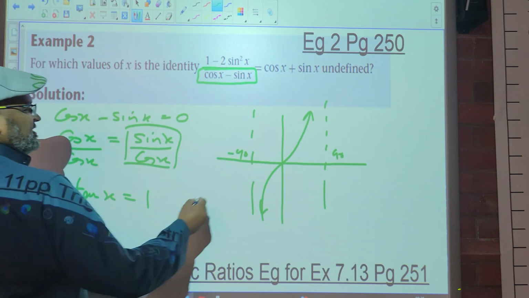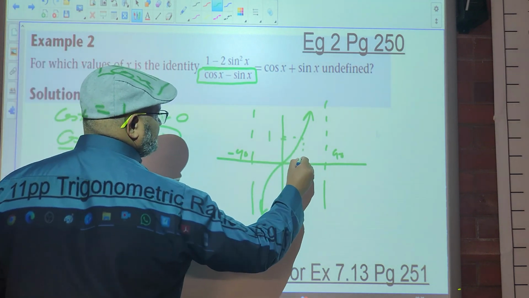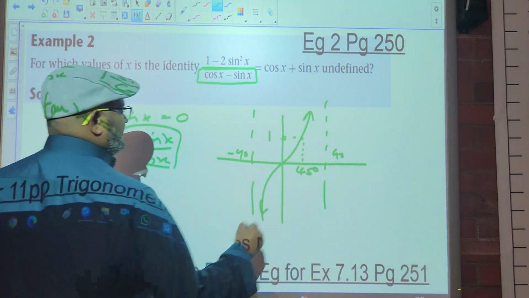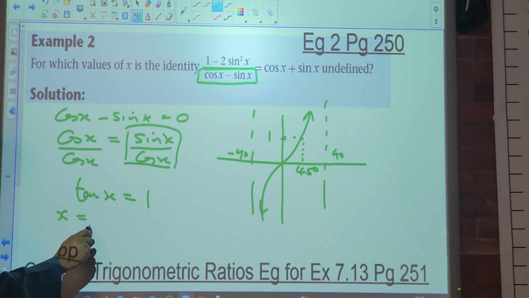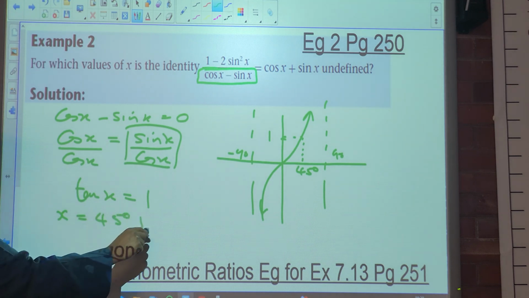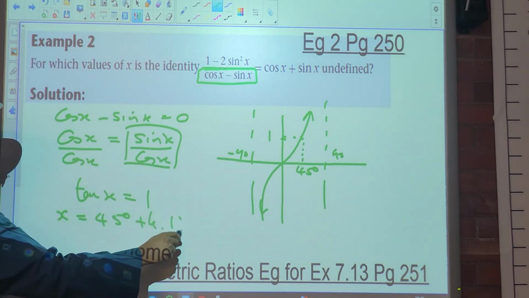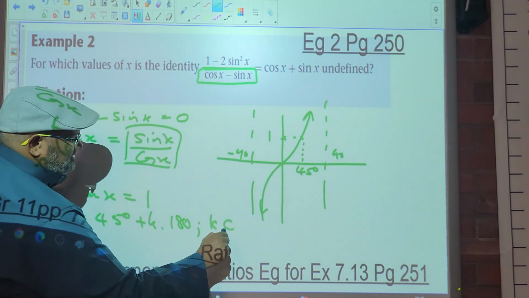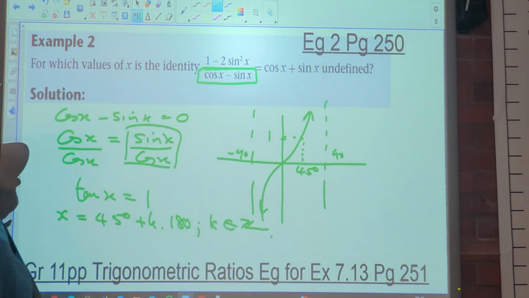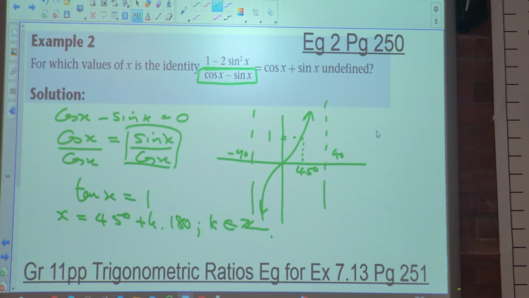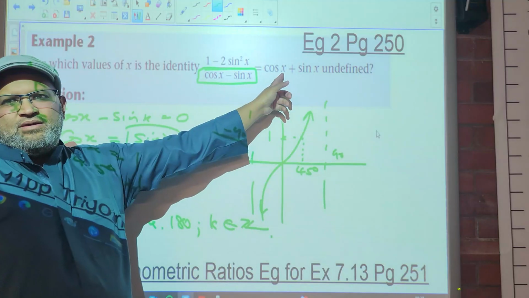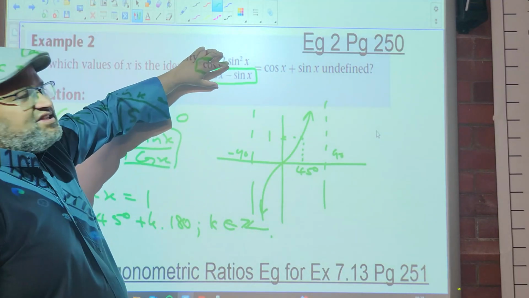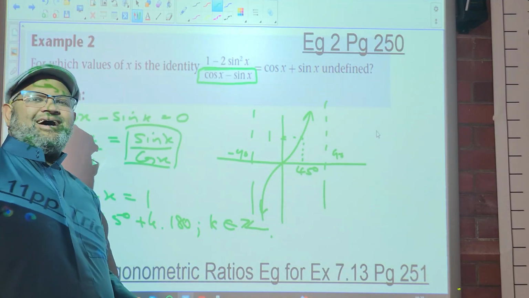So where's tan of x equal to 1? At 45 degrees. Not so? So how do we write that as a general solution? So x is equal to 45 plus k times 180, where k is an element of integers. And of course you can test it. If you put 45 on this side, you'll get root 2. But if you put 45 on this side, you'll see it will come to be undefined.